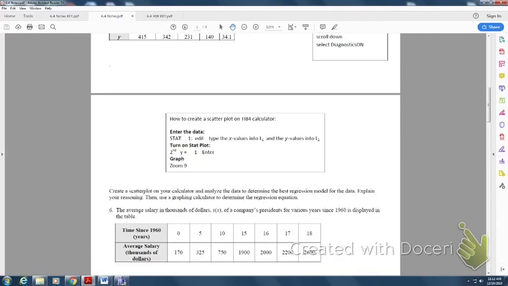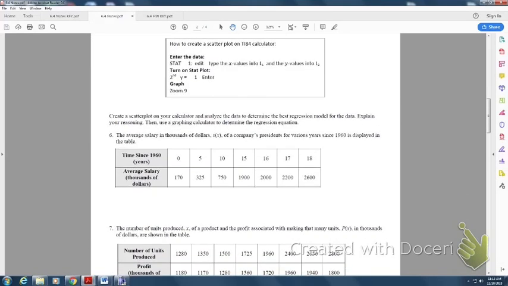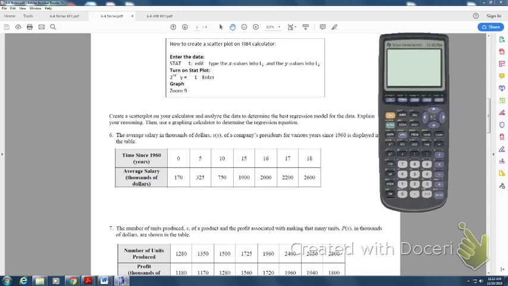All right. Let's go to the next page. So now we've got to figure out, looking at the data, what function we're looking at. What regression we need to use, because pretty much from here on out, you're going to have to figure out whether it's linear, quadratic, or exponential. It's going to be the same process.